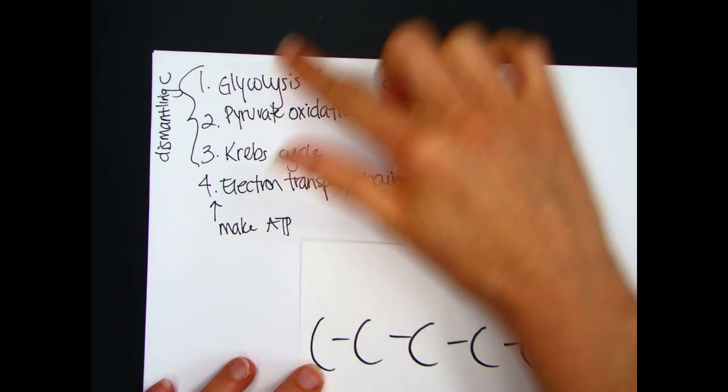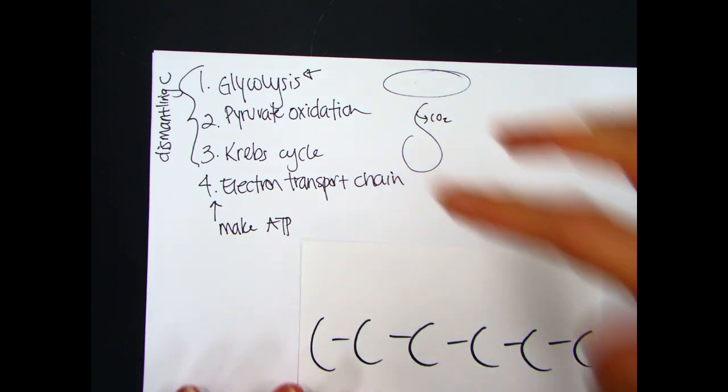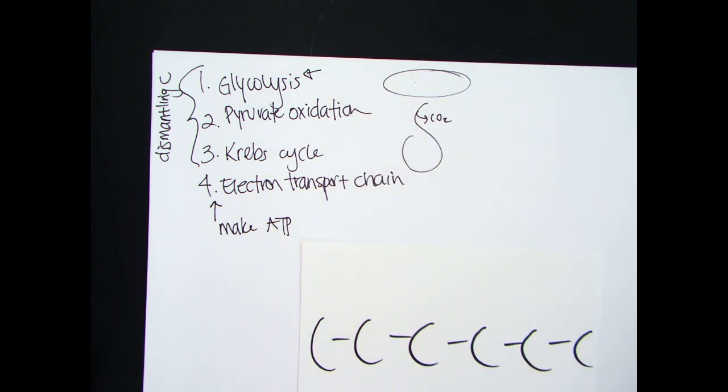And so even though we will learn this for glucose, it actually happens with every single food energy source that you eat. The other types of macromolecules will just enter at different points in the process. So FYI.